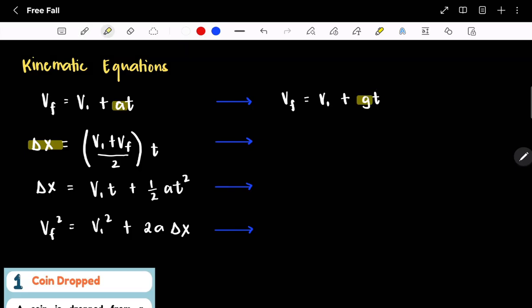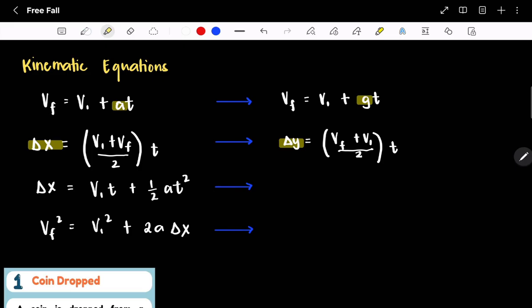Again, instead of A, we will be using G. Moving on, second kinematic equation. The second kinematic equation has the variable delta x, or the horizontal distance. Since free fall is about vertical distance, we will be using delta y equals V sub F plus V sub I all over 2 times T. Alright, so here, the only variable we change is delta y.